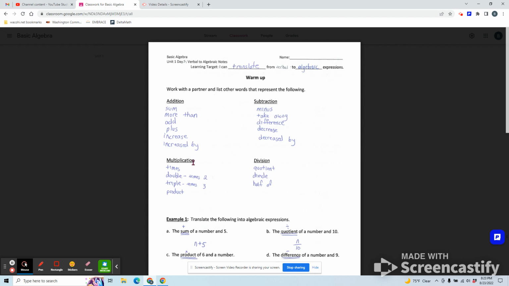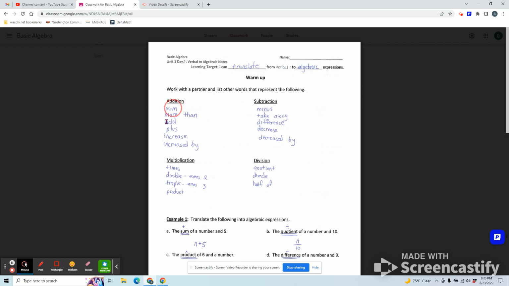For multiplication, we have times. Maybe the question might say double. You can double something, which means you times it by 2. You can triple something, which means you times it by 3. You can also have a product. They all mean multiplication. For division, there's not a whole lot, but here are the big ones. You can have quotient, divide, half of, some teachers like to say over, 7 over x.